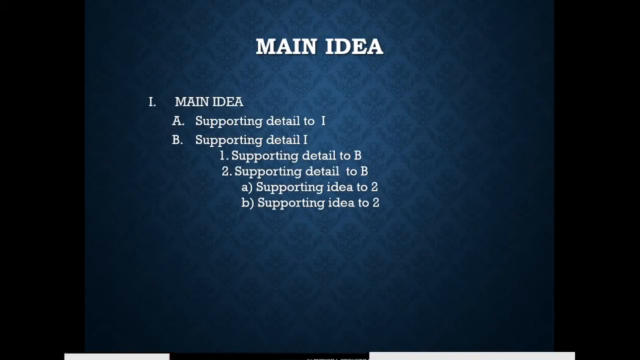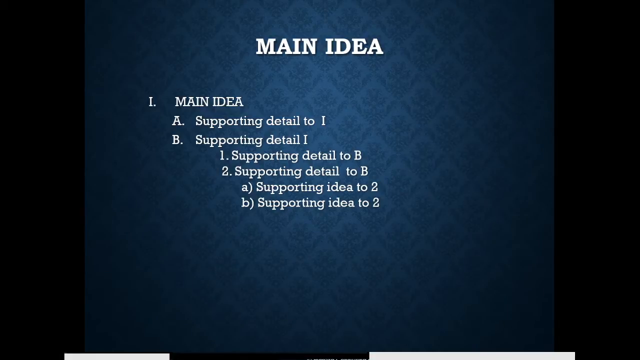And when we're writing, this is your first paragraph, the main idea. It has a supporting detail to number 1. B is a supporting detail also to 1. But then within that supporting detail, you have a supporting detail to B, number 1 supporting detail to B, and number 2 supporting detail to B. And underneath that, you might have a supporting detail to number 2 and a supporting detail to number 2. What does that mean? That within that sentence that you're writing about a detail, you're adding additional information.